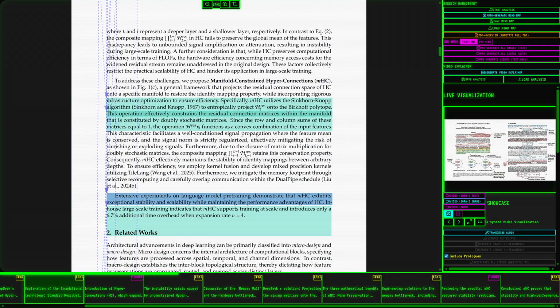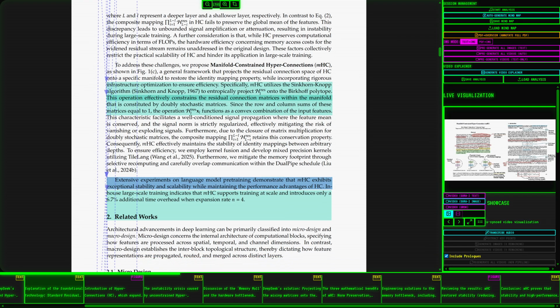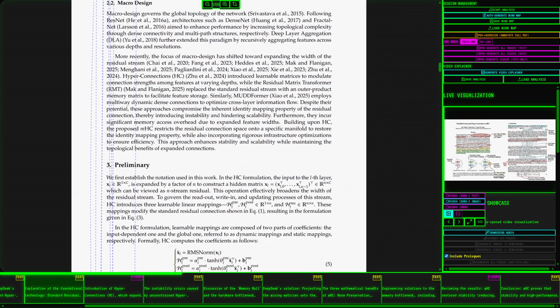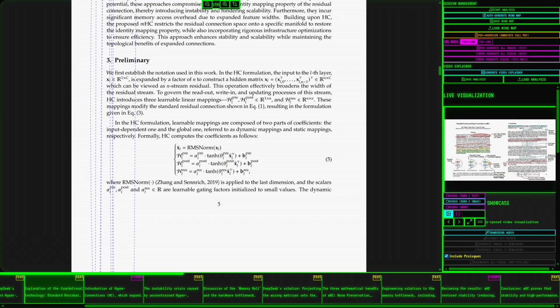And the evidence they found when they tried this on a 27 billion parameter model was, let's just say, dramatic. The training was a mess. Unstable losses, sudden spikes out of nowhere.